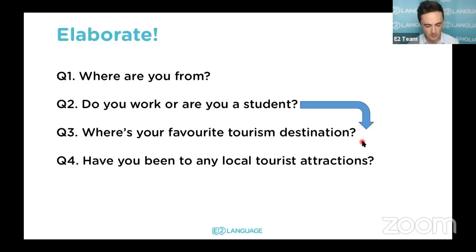Give her multiple words, longer answers. Then she'll say something like, have you been to any local tourist attractions? And you can say, well, yes, blah, blah, blah. Again, you understand it. Just be careful about that change of topic there.